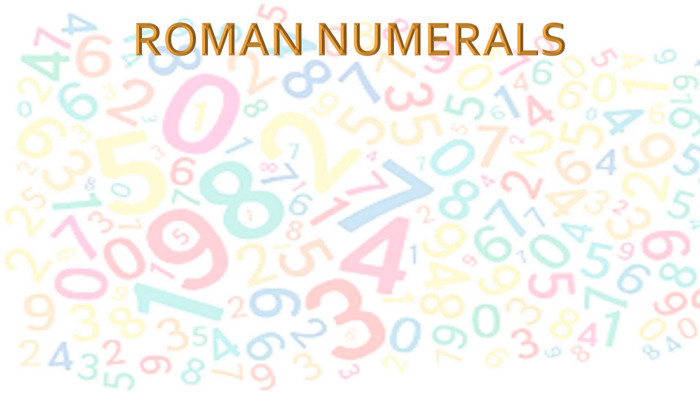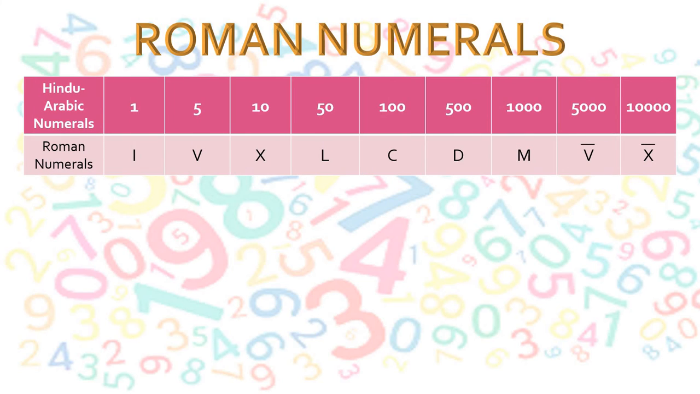Roman numerals. This is the table for the Roman numerals. 1 is I, 5 is V, 10 is X, 50 is L, 100 is C, 500 is D, 1000 is M. Now 5000 is V bar because it is 5 into 1000, and 10,000 is X bar because it is 10 into 1000. And it will go on. So the question is there, express in Roman numerals.